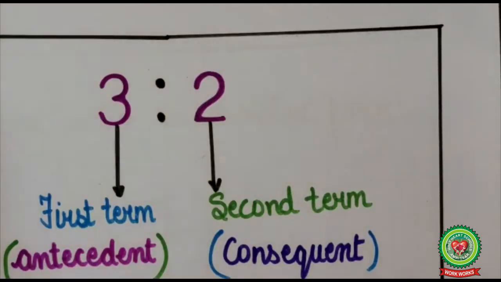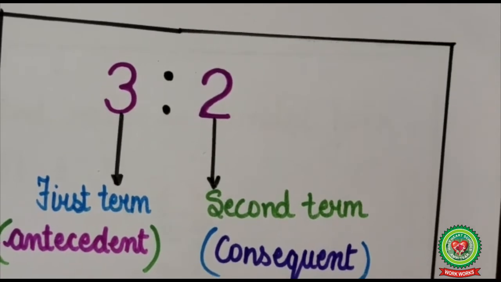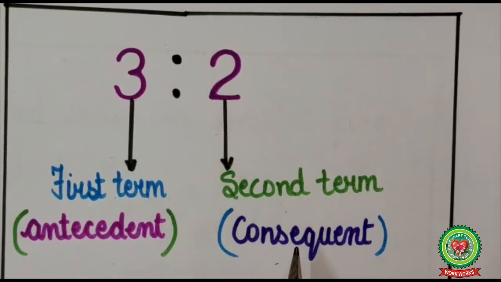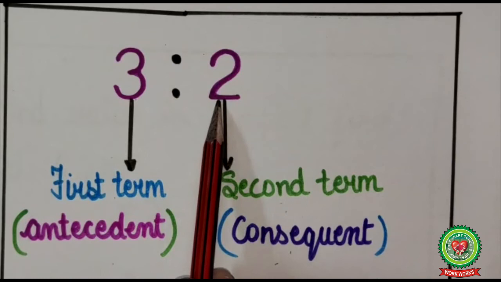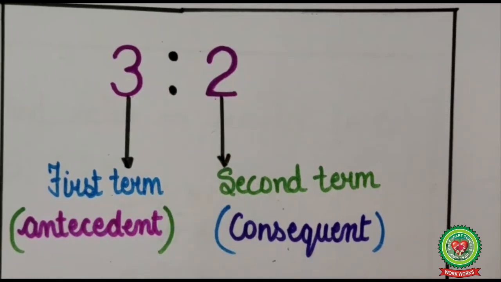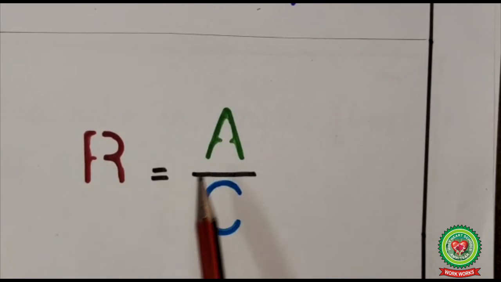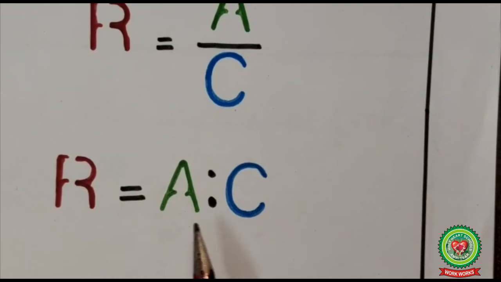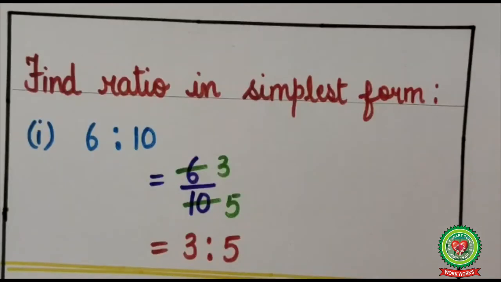Now, in 3:2, 3 is the first term and 2 is the second term. The first term is also known as the antecedent and the second term is also known as the consequent. Here, the antecedent is 3 and the consequent is 2. It implies that a ratio also means antecedent upon consequent. Let's come to the next topic.